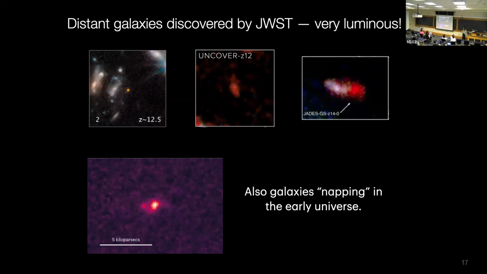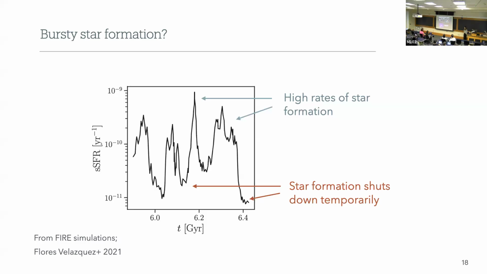There is actually one nice unifying explanation for both the very luminous high redshift galaxies and those napping galaxies at moderately lower redshift: the bursty star formation model. So what is bursty star formation? Here I'm just showing an example from a FIRE simulation. This is the specific star formation rate as a function of time. The exact units do not quite matter. I want to show you this up and down in the star formation history.